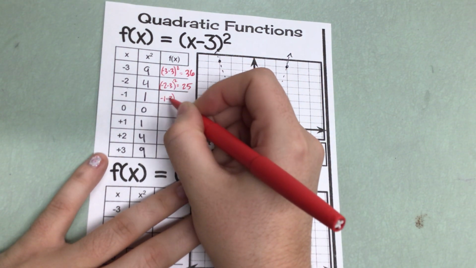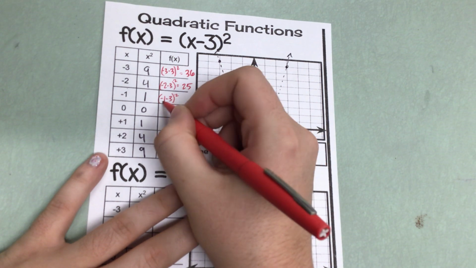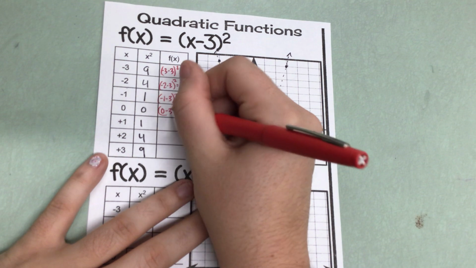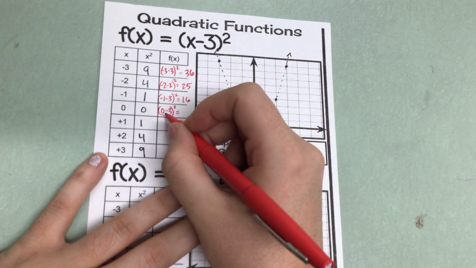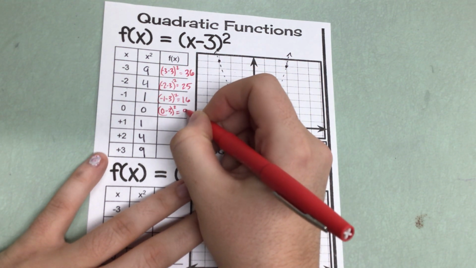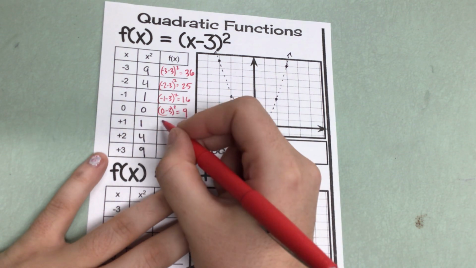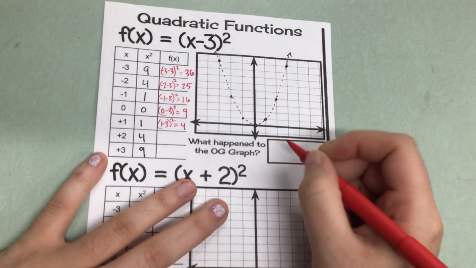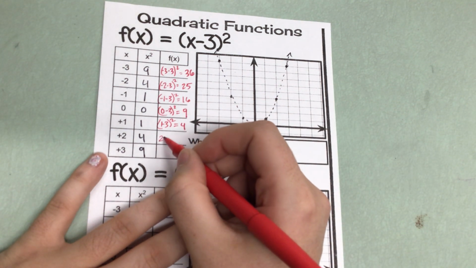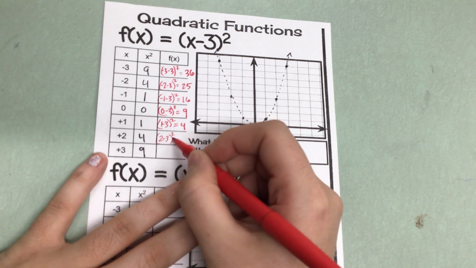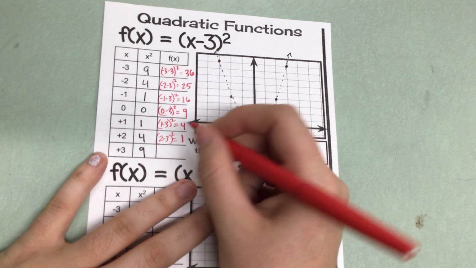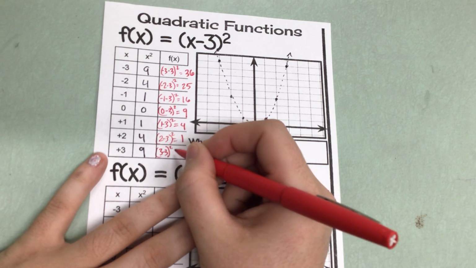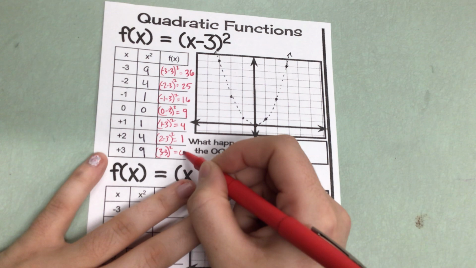Negative 1 minus 3 gives me negative 4 squared, which is 16. 0 minus 3 squared gives me negative 3 times negative 3, which is 9. 1 minus 3 gives me negative 2. Negative 2 squared is 4. And then 2 minus 3 squared gives me negative 1 squared, which is 1. And finally, 3 minus 3 gives me 0 squared, which is 0.